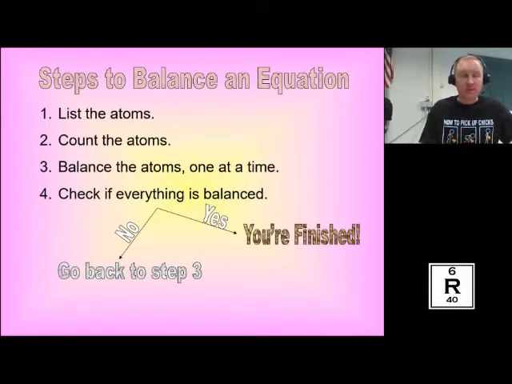So I'm going to talk about these 4 steps, and we're going to do some examples on how to balance chemical equations with this. We list the atoms, count the atoms, and try to balance the atoms one at a time. If they're not balanced, we go back to step 3 and try to balance them one at a time. We just keep going and going. If they are balanced, we're done.